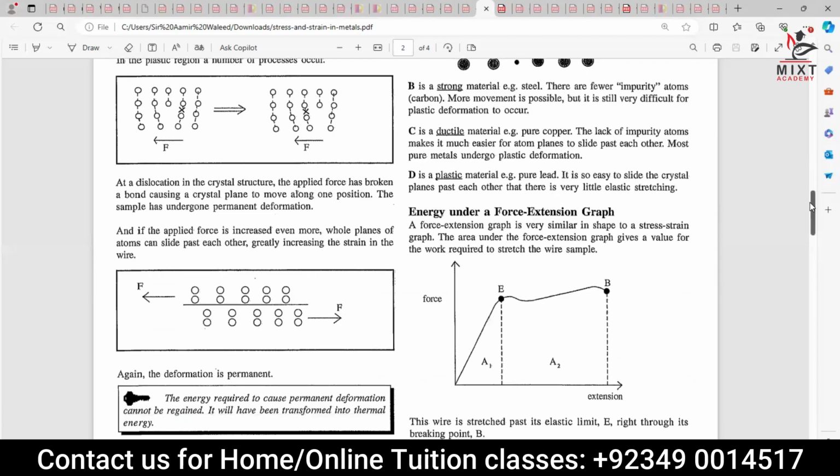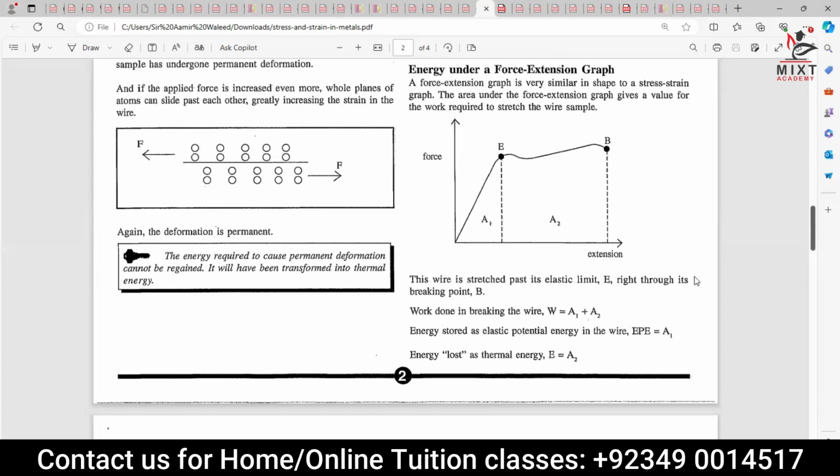Okay. And another thing: the graph between force and extension will give you an energy. Remember that. You can find the energy by simply finding the area under the curve. So basically, it will give you how much energy is being lost.